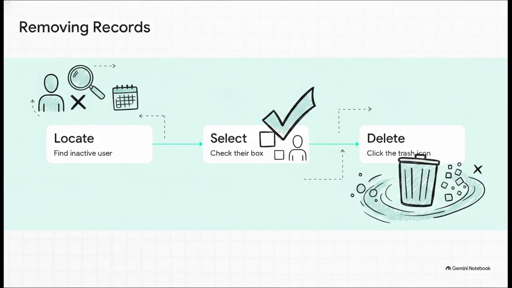Finally, to wrap up the life cycle, we have to talk about maintaining a clean system. If an operative has been inactive or disabled for a long time and you know for a fact their record is no longer needed, you locate them, select their checkbox, and hit that trash can delete icon. This permanently removes the record, keeping your database secure, lean, and running like a well-oiled machine.